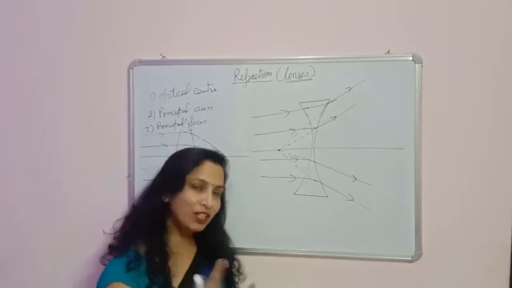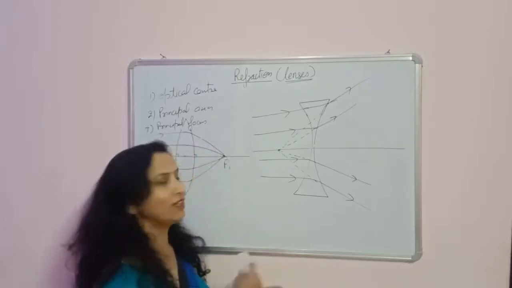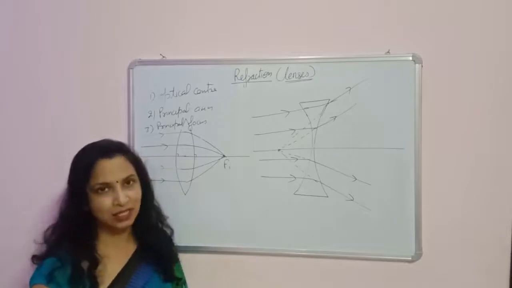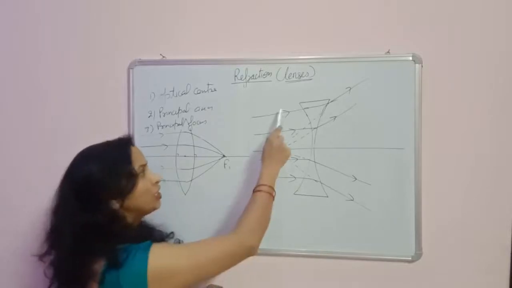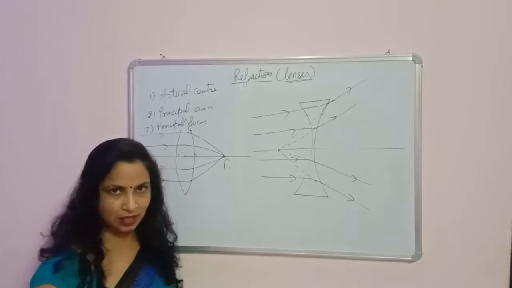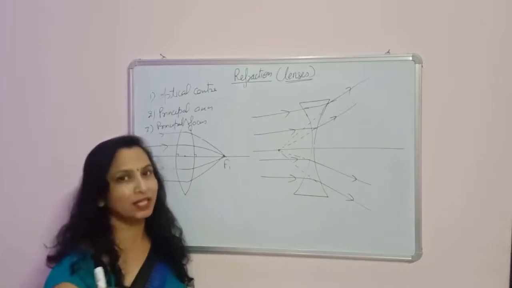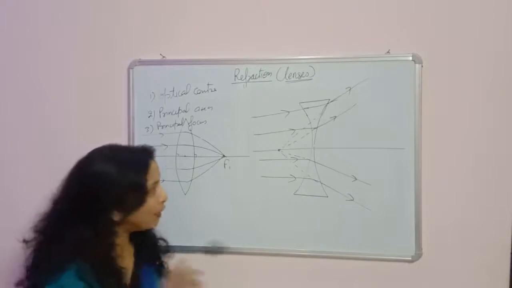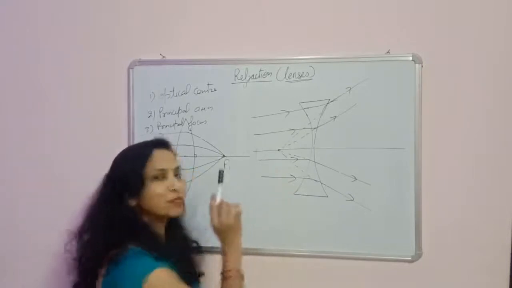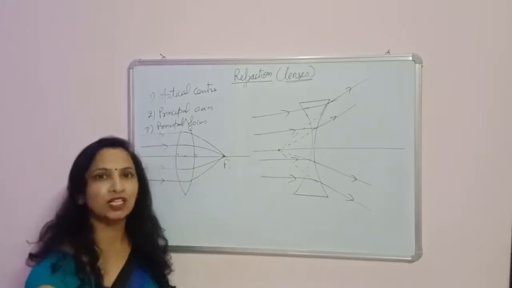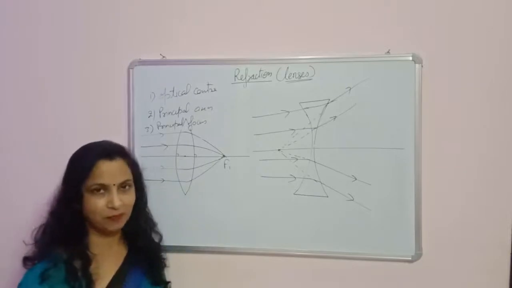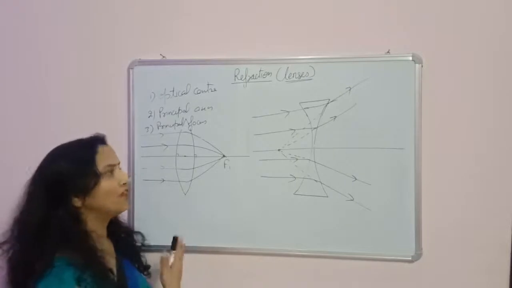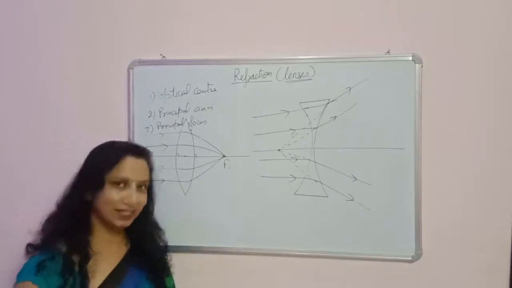Again, I am going to tell you the definition of the principal focus of concave lens. You will write it like this. The light rays which are initially parallel to the principal axis, after passing through the lens, or you can say after diverging from the lens, appear to diverge from a point on the principal axis, which is called the principal focus of concave lens. If you want to combine the definitions of both the lenses, the convex and the concave lens, you can write it like this.